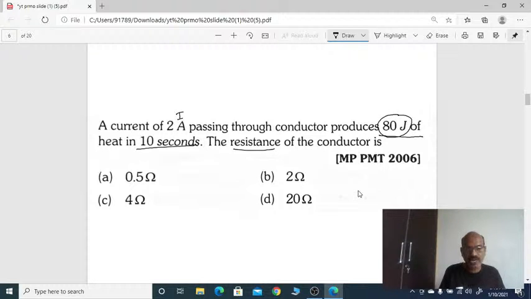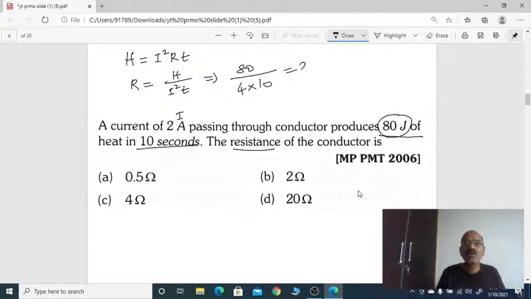Resistance of the conductor, we know heat produced equals I square R T. From that, find out R. That's it. R equals H by I square T. All values are given. Substitute. Correct, it is 2 ohm. 80 by I square is given, 2 square, it will become 4, into time, 10 seconds. You will get 2 ohm. The correct answer is B.